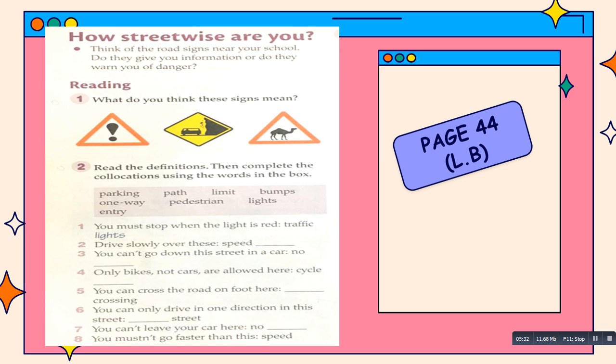So it's a collocation. So likewise, I want you to complete all these activities in your writing book. Okay, please make sure you complete this second activity in your writing book. Just write the topic nicely. How streetwise are you? And write the subtopic reading and then complete the second question.